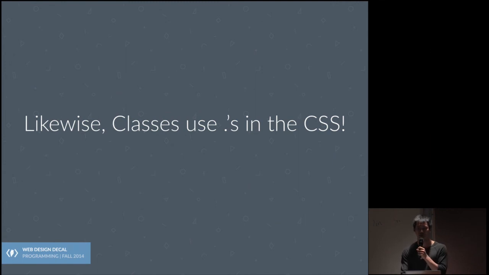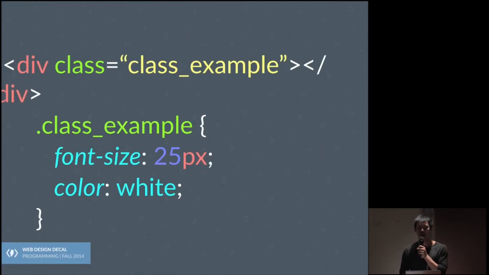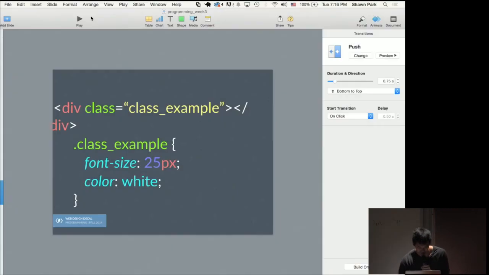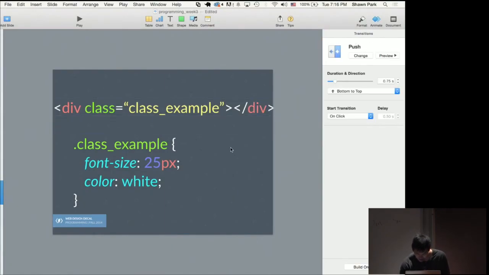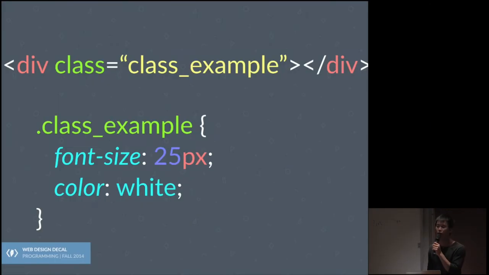Likewise, classes use periods as opposed to hashtags, and it looks like this. Oh, geez. Okay, well, pretend that's all on the same line, and you have class equals class example. And so for everything that has the class example, the rules in the CSS will apply. So pretty straightforward. I think this is something that a lot of people really get: I understand that there are CSS rules and they apply to that which you assign them to.